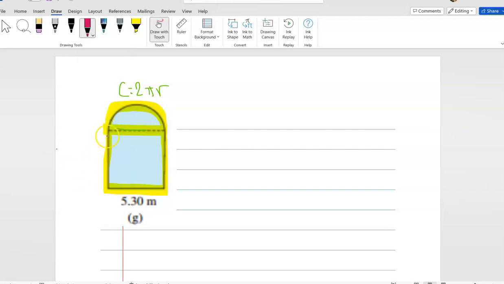So in this case, for the bottom I only need these sides, right? Because I'm not doing that dotted line. So I'm going to do 3 times 5.3. This is the perimeter of my bottom. So this is my bottom perimeter.